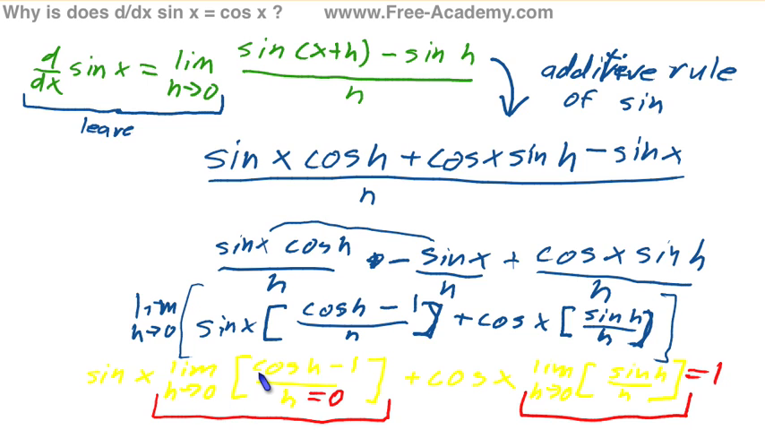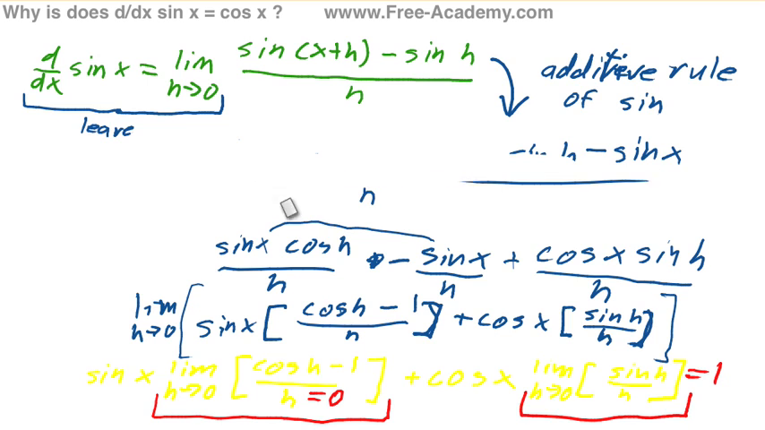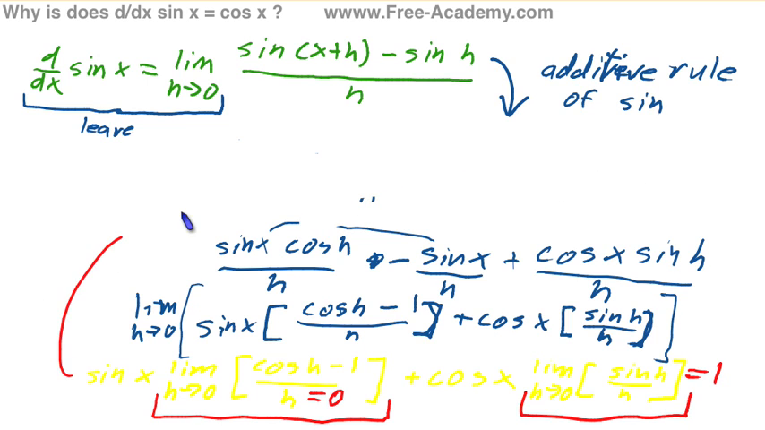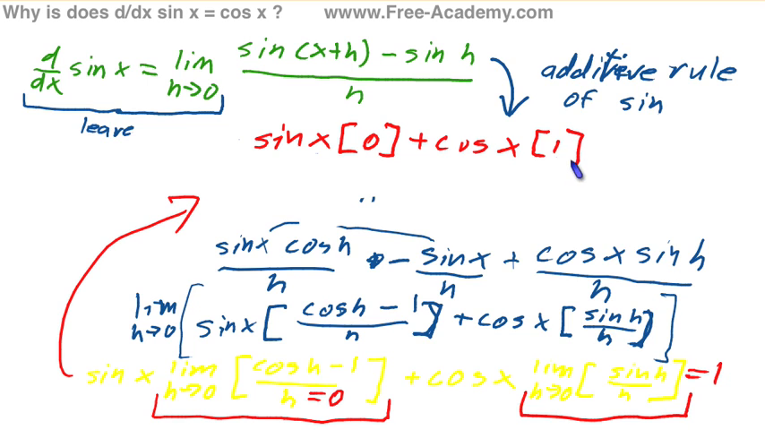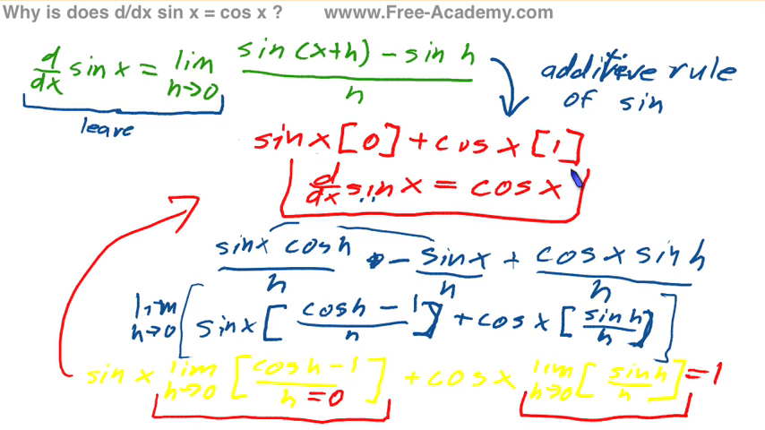But let me make some room up here again. We're going to take this line, shoot it up there. So this will give sine of x times 0 plus cosine of x times 1. So the derivative of sine of x equals cosine of x by using the rigorous definition of the derivative and looking up a few different properties.